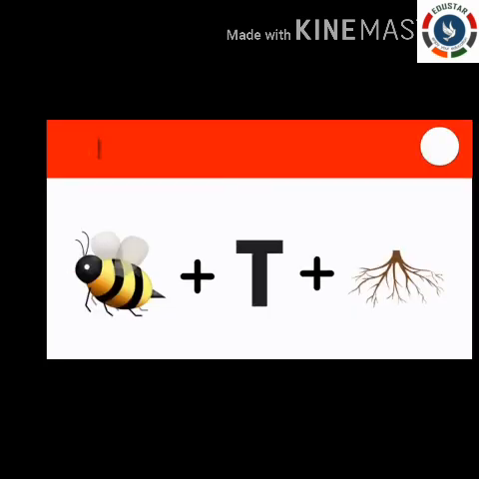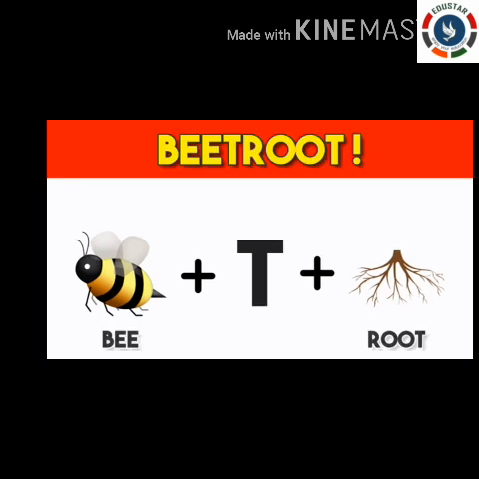Now see the second question. First you have to guess the first picture. Then you have to add the letter T with the first picture. Then guess the third picture. Find out. It will be in red. Shall I say the answer? It is beetroot. See, you have to find out the first picture, that is B, then add the letter T, that is beet, then the third picture, root. So, the answer is beetroot.